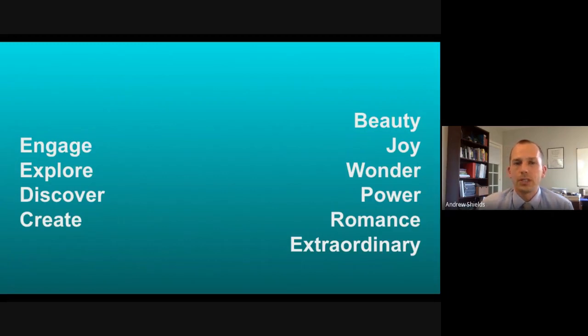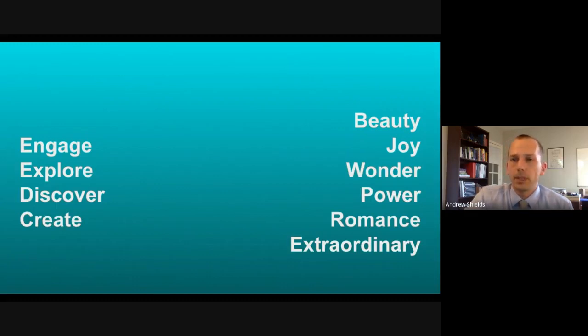Rote memorization of discrete skills and procedures doesn't promote those things. It does not lead to students experiencing beauty, joy, power, wonder, romance, or the extraordinary nature of mathematics. So it's up to us as parents and educators to recognize this as a purpose of mathematics and how that fits in with the first two, because again, for many of us, it's really just the first purpose that we focus on, expanding those professional opportunities. We've got to get through it to get a good job, to get into a good school.